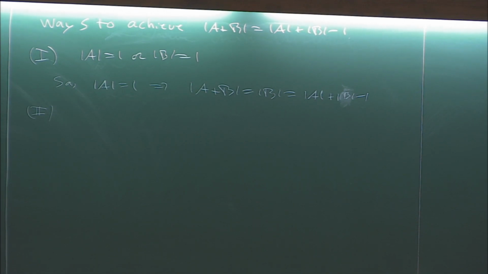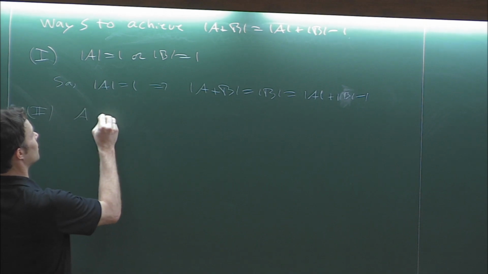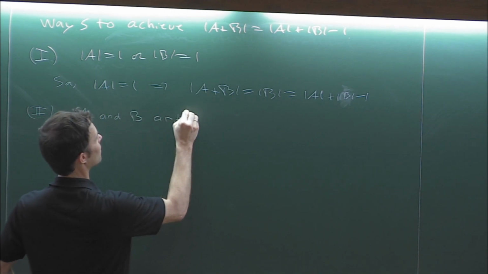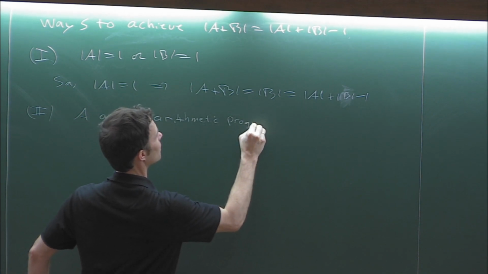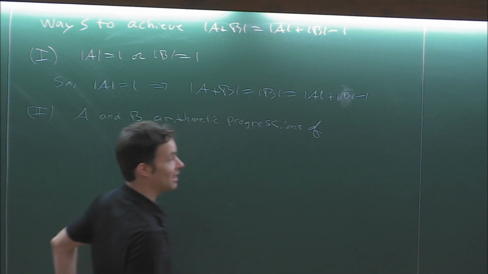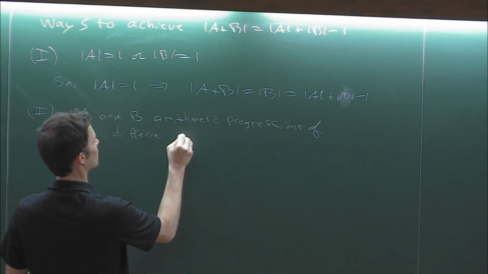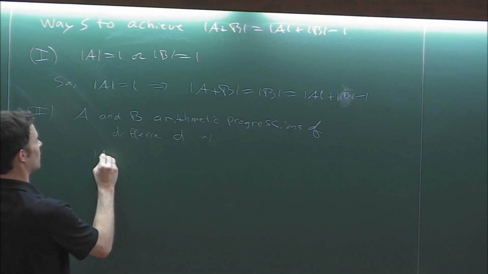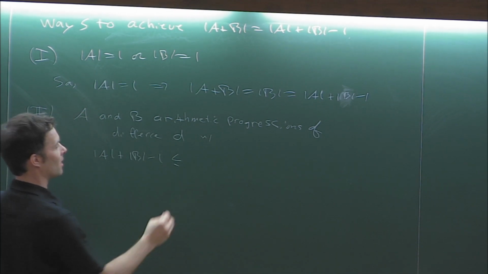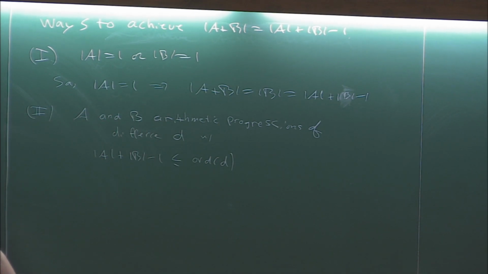Maybe a more robust case. Let's try and find a more robust case. This one is the one that comes from the torsion-free case. What if A and B are both arithmetic progressions, and say have common difference D? And we'll assume that A plus B minus 1 is no more than the order of D, because this is, of course, a finite-order, non-zero element inside G.